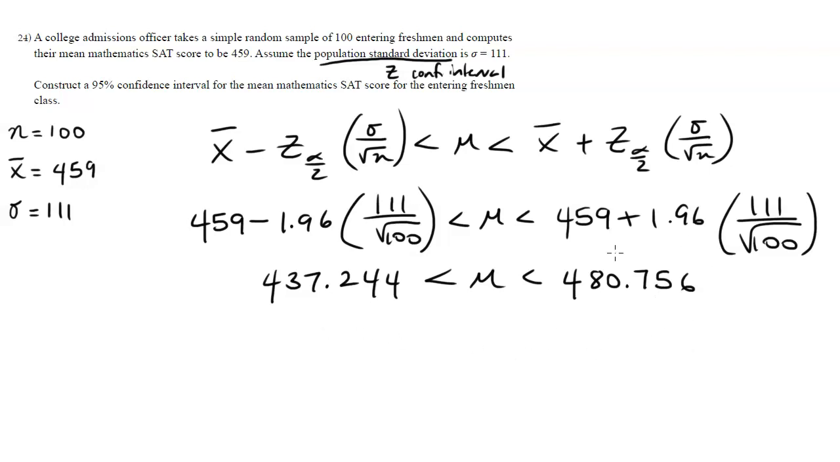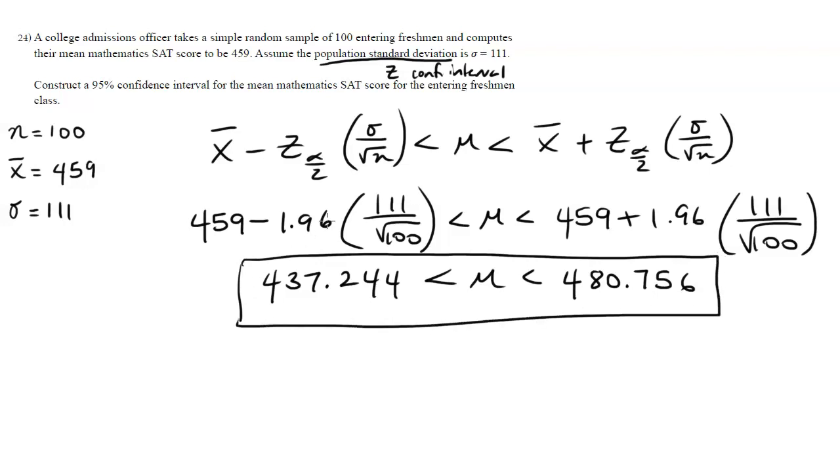Okay, so this is the 95% confidence interval. That means we're 95% sure that the real population mean is between these two values.